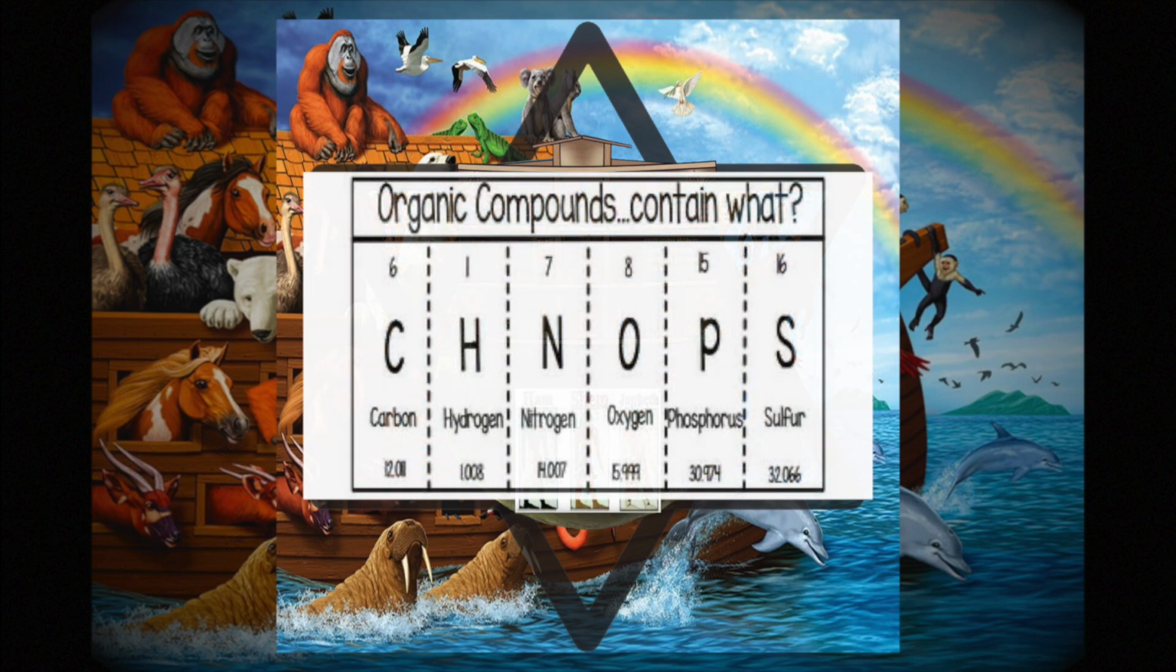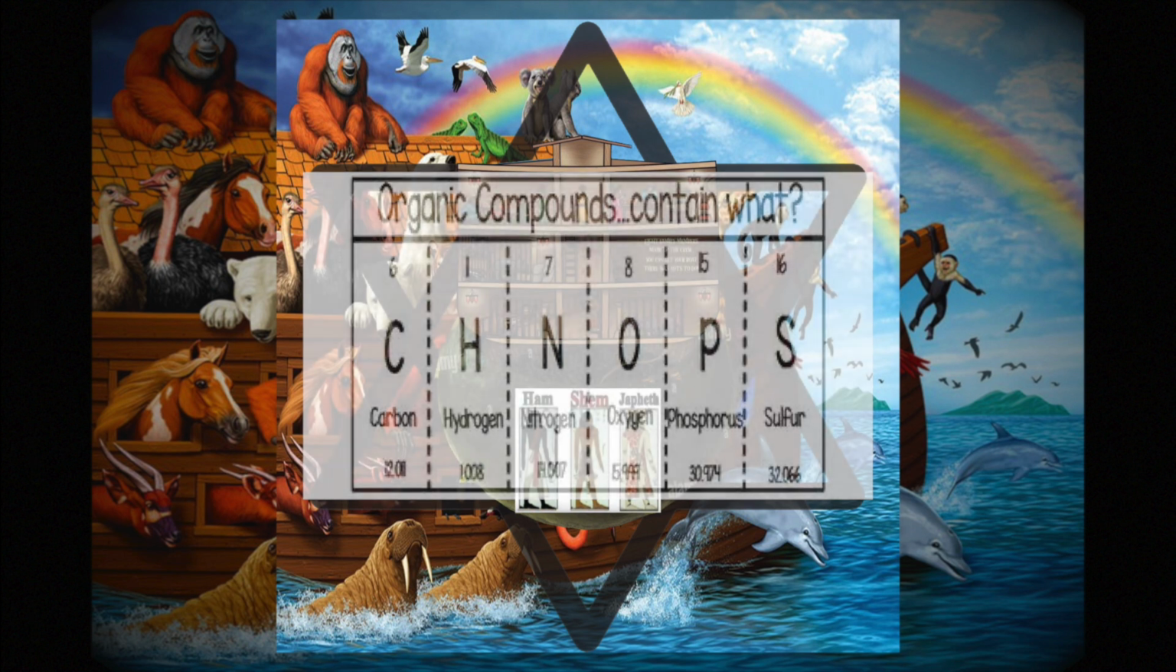Organic compounds contain what? Carbon, hydrogen, nitrogen, oxygen, phosphorus, sulfur.